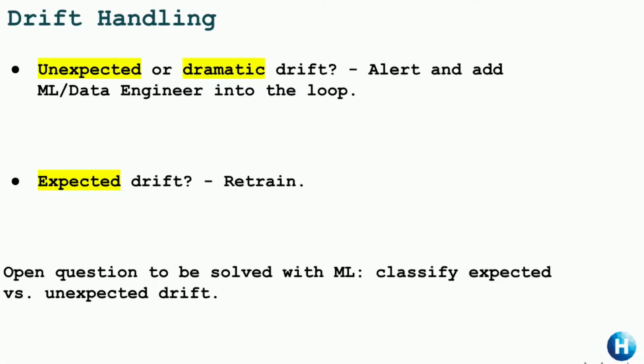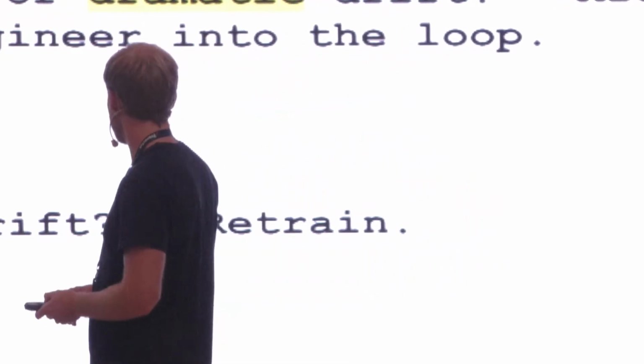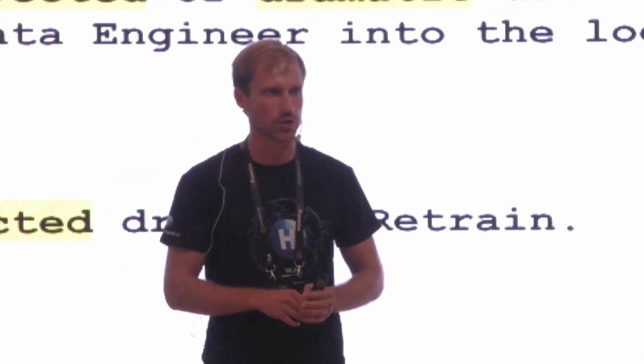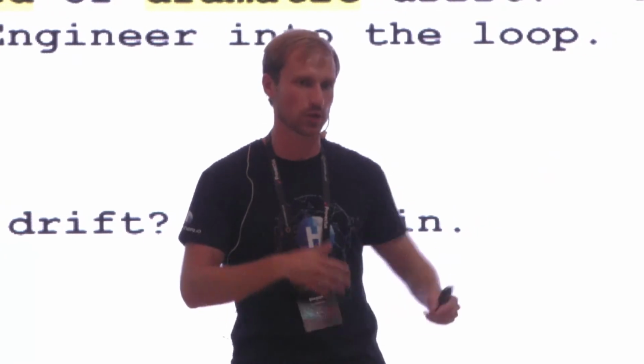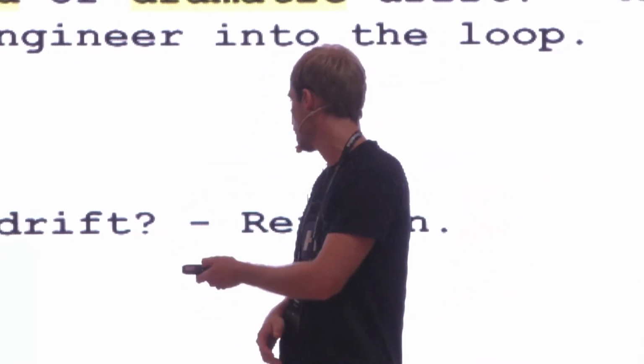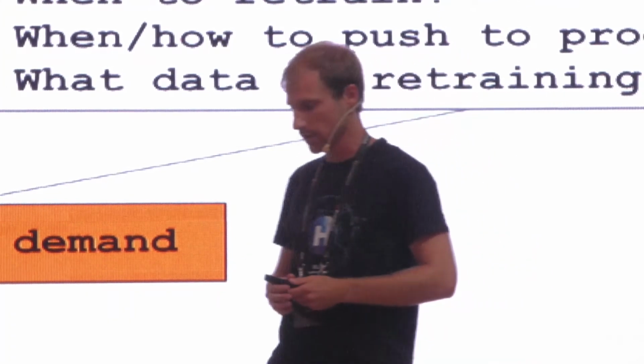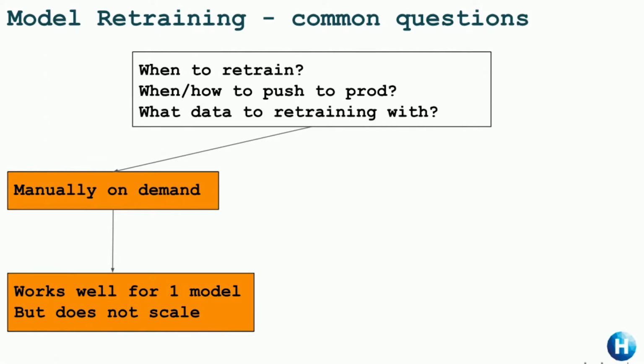Or we might have unexpected drift, something that happened unexpectedly because of some upstream failure, for example, and our model is being fed with just incorrect features. In this case, of course, we should not retrain our model because the errors will propagate from the training to the serving pipeline, and you will have a hard time cherry picking those bad features later. This is actually also an interesting open question: how to classify expected versus unexpected drift, and we can use machine learning for doing that as well. And this is a process diagram.